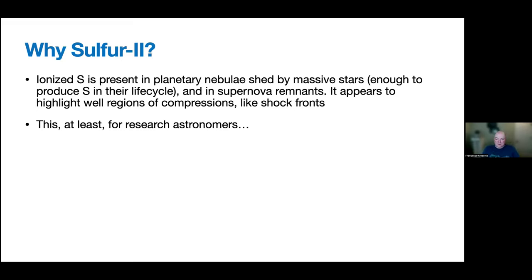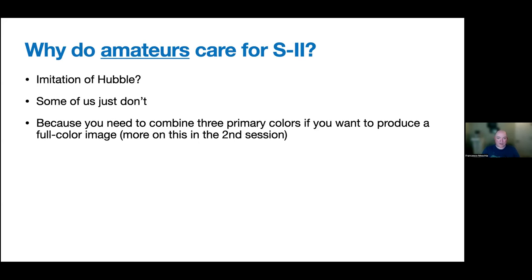Professional astronomers found that the abundance of sulfur appears to be correlated with regions of compression, like shock fronts in the interstellar medium. And of course, if you are a research astronomer and you want to study the interstellar medium and its interaction with supernova explosions, planetary nebulae, etc., this is interesting. But why do we care as amateurs about sulfur too? I don't really have a precise answer. Maybe it's because we like the Hubble images in SHO palette, and we like to do the same.